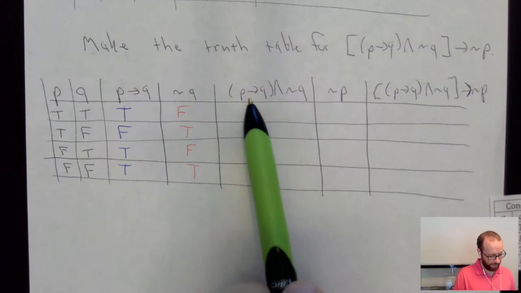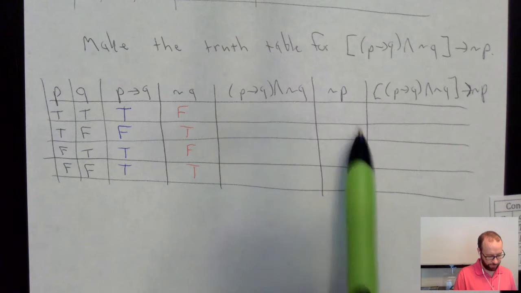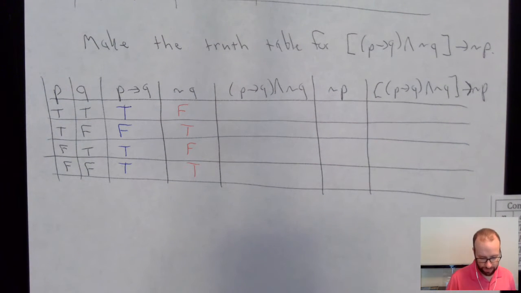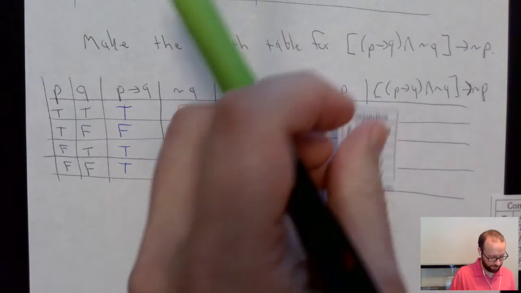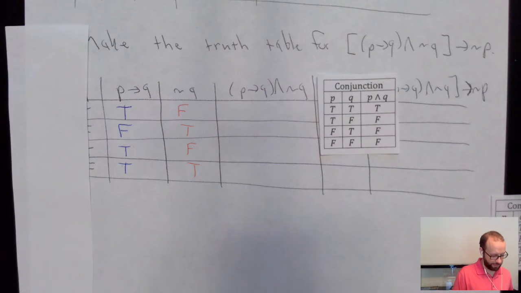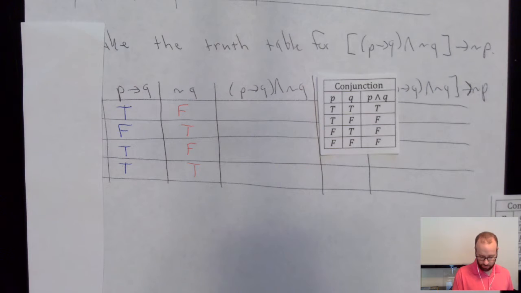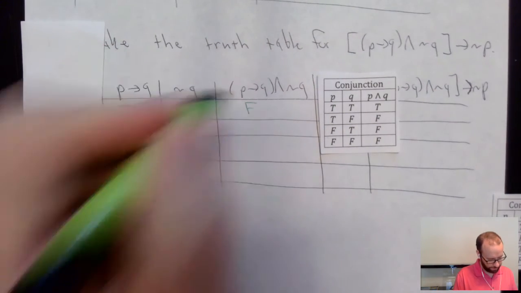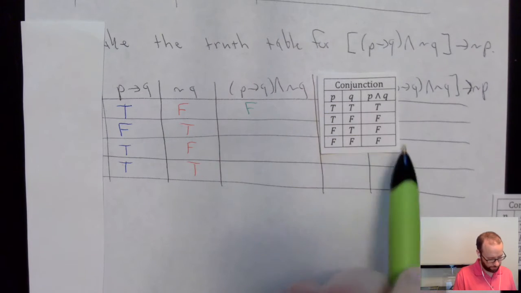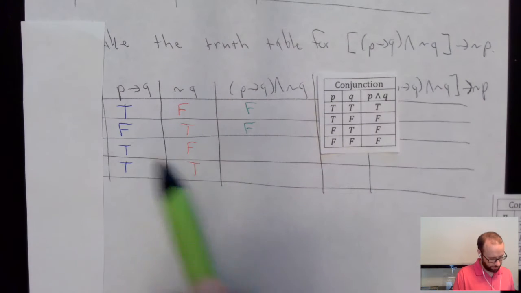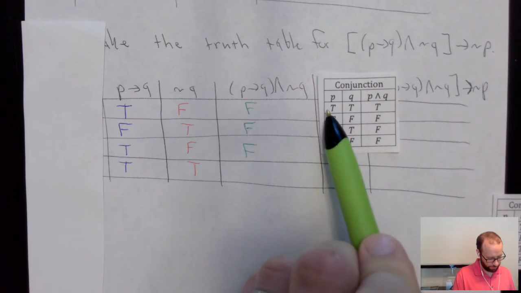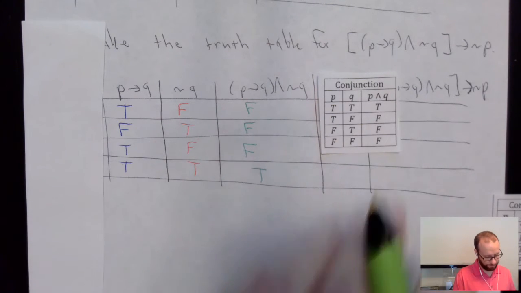Looking at this column, I have if P then Q. I have the negation of Q. This is what I don't have, so I need a conjunction table, and I need to look at these last 2 columns. So doing so, I see true and false, which is false. I see false and true is false. I see true and false is false. And I see true and true is true.